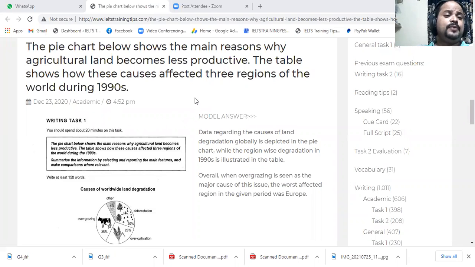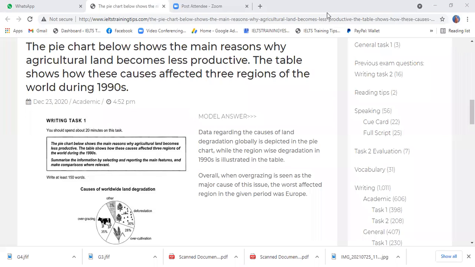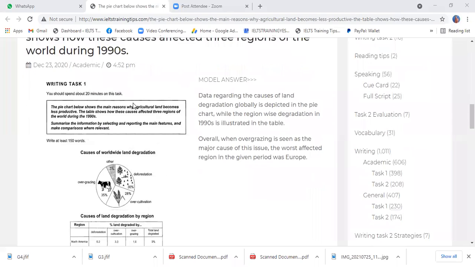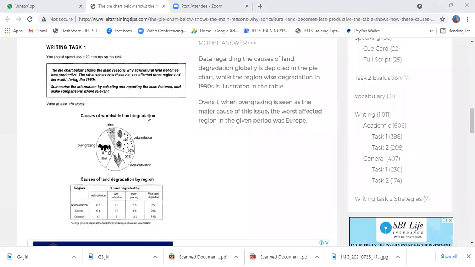Hi everyone, today we are going to see a combination chart, a pie chart and a table. So how is it combined? So this is the question here. We can see the picture here. On the left hand side, we can see the question.